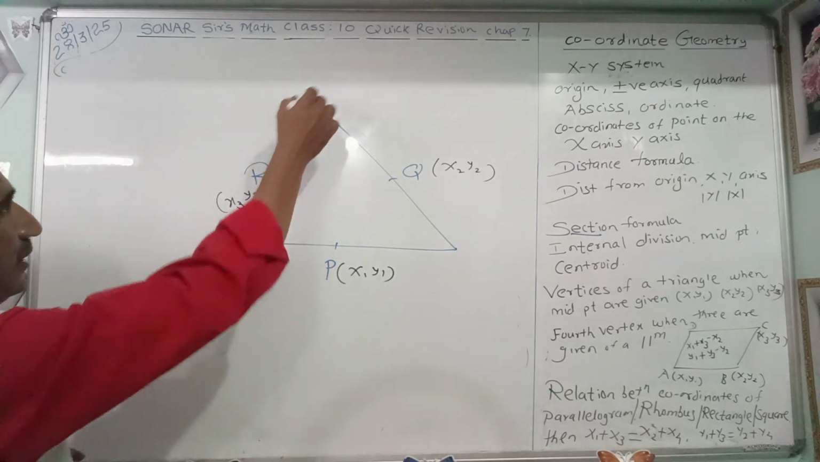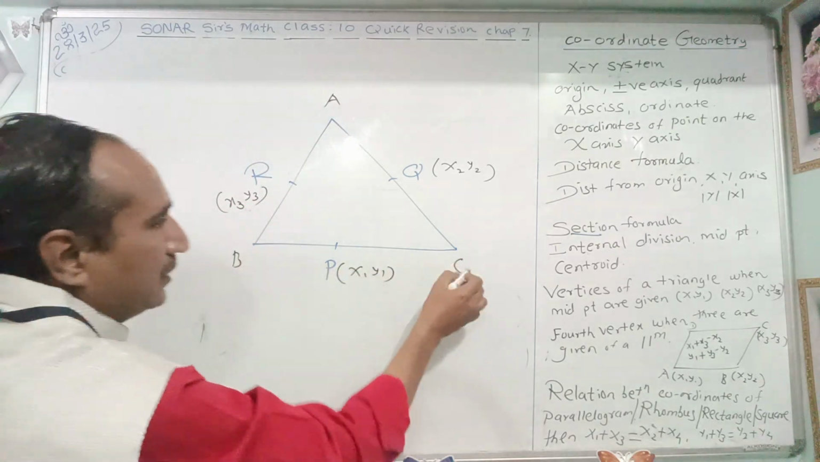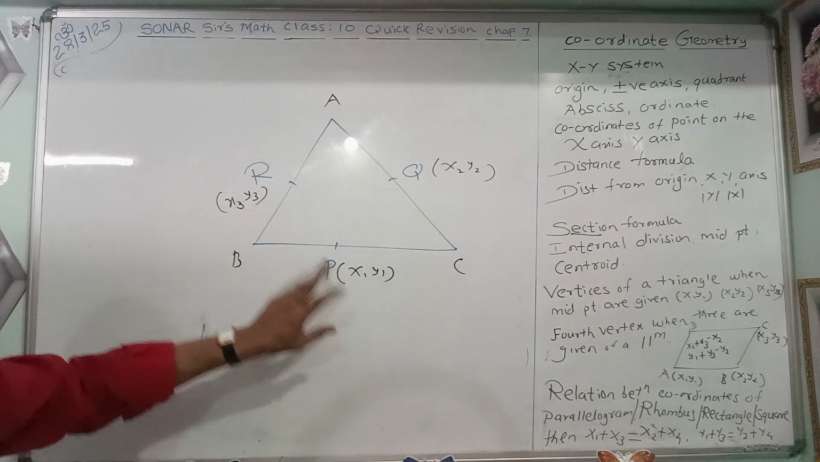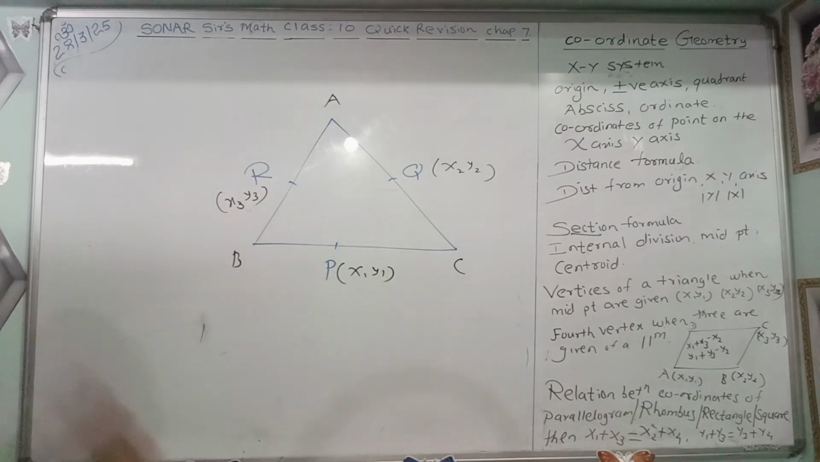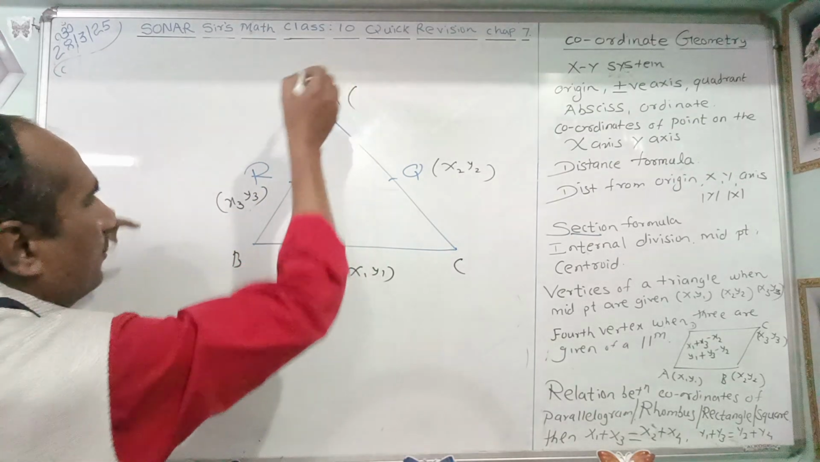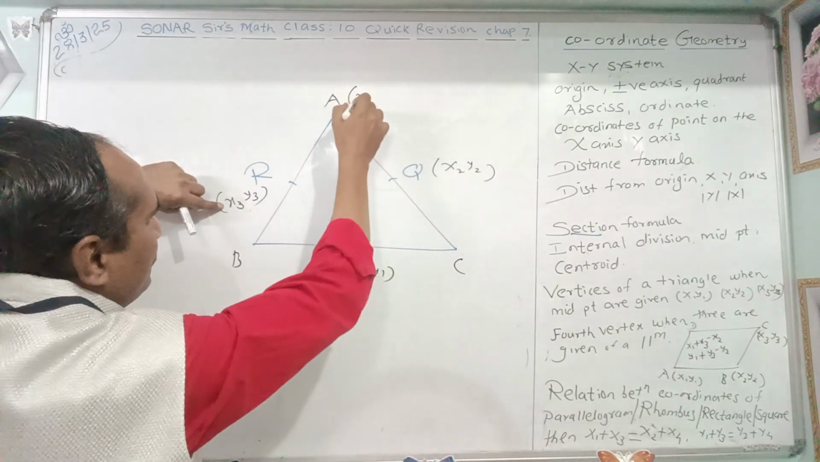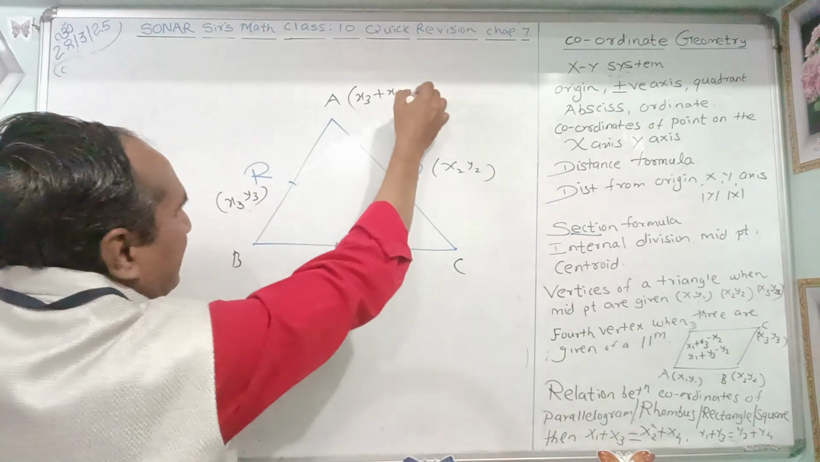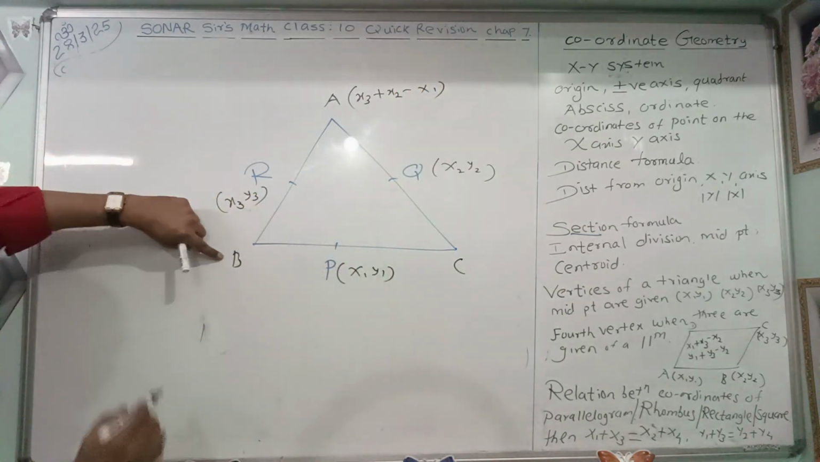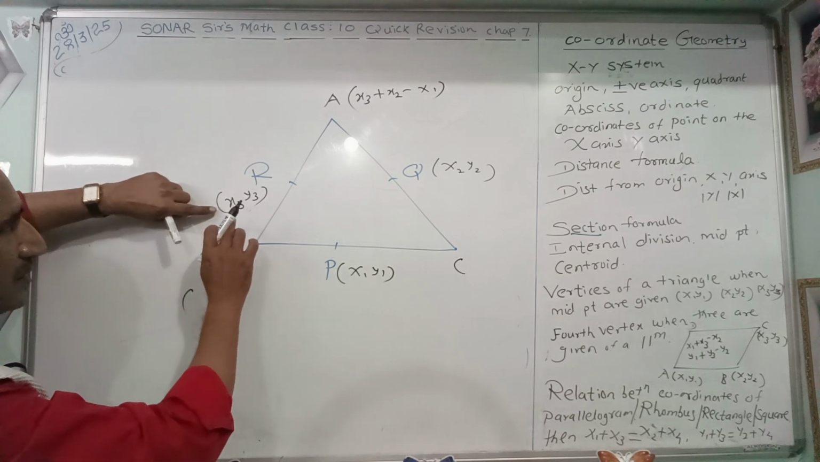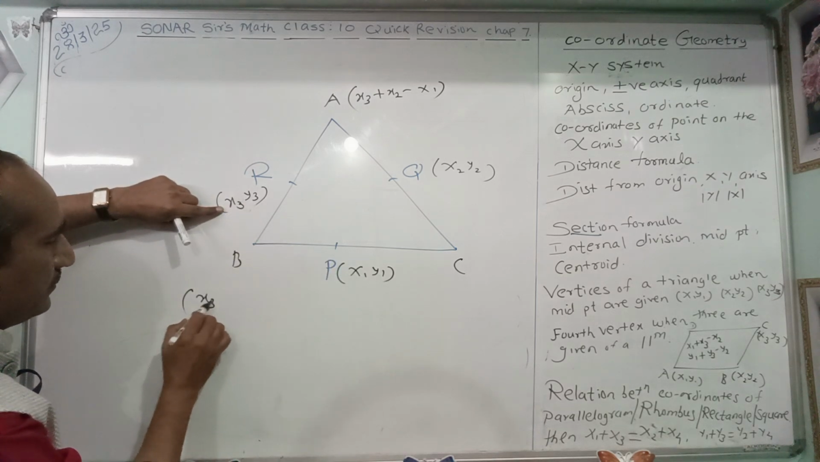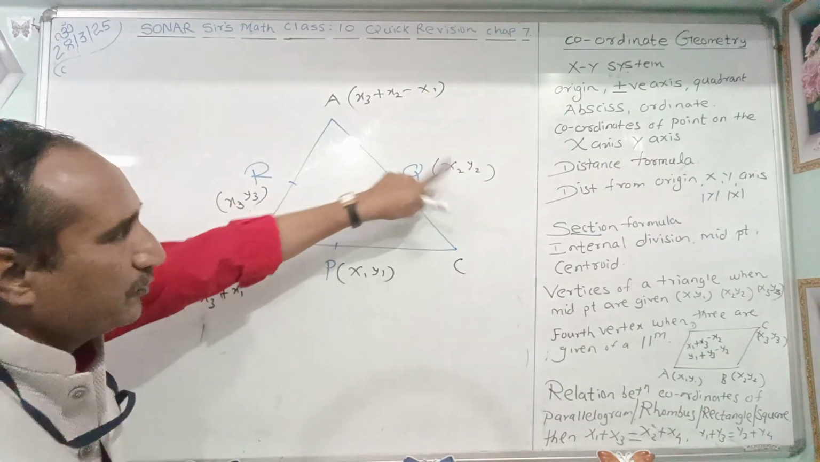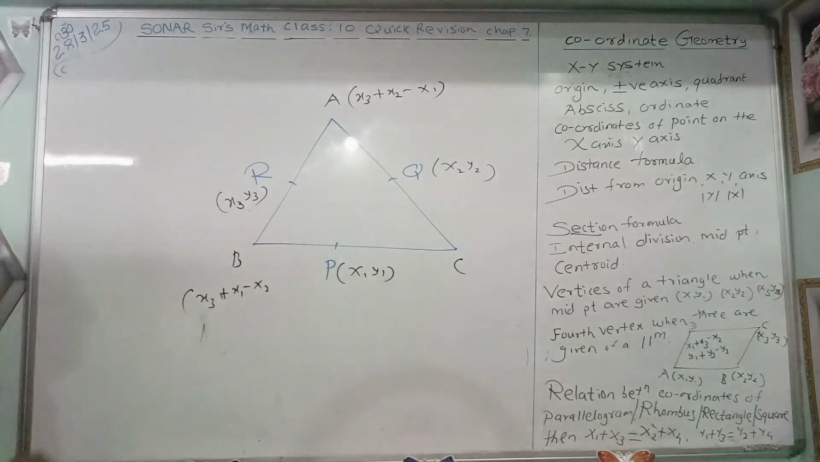Then there is a direct relation with the vertices of the triangle. If the midpoints of the triangle are known, then we can find the vertices directly by using this relation. For the first vertex, the x coordinate is x3 plus x2, subtract the front midpoint coordinate, that is x1. Similarly for B, we add x3 plus x1 and subtract the front midpoint coordinate, that is x2. So this is the x coordinate.